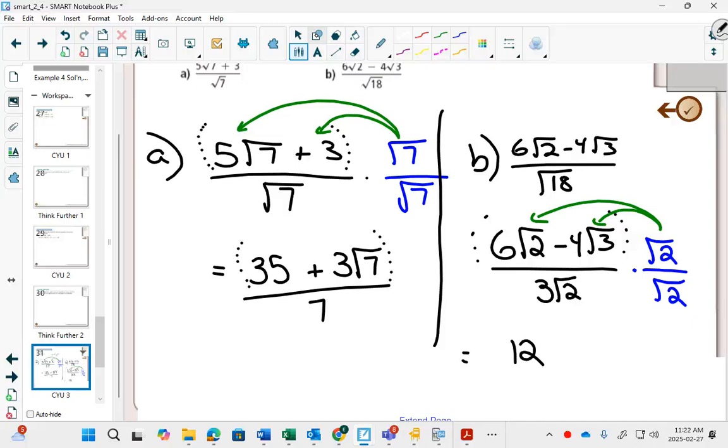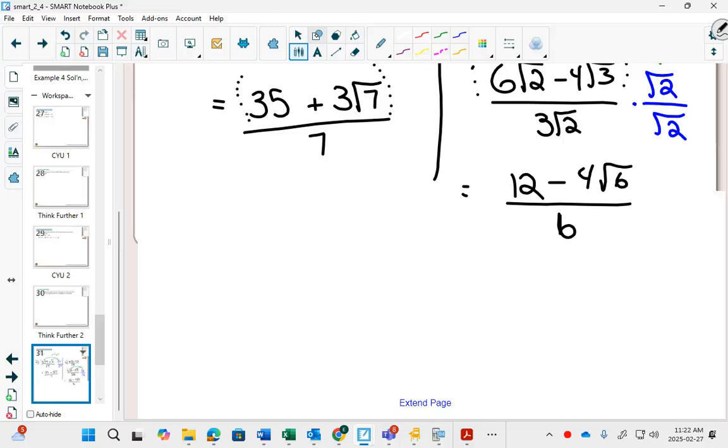So in class, you can practice by seeing, did you get this before I write it down? When I multiply that root 2 times negative 4 root 3, I get negative 4 root 6. And on the bottom, did you get 6? Because root 2 times root 2 is 2, and 2 times 3 is 6.